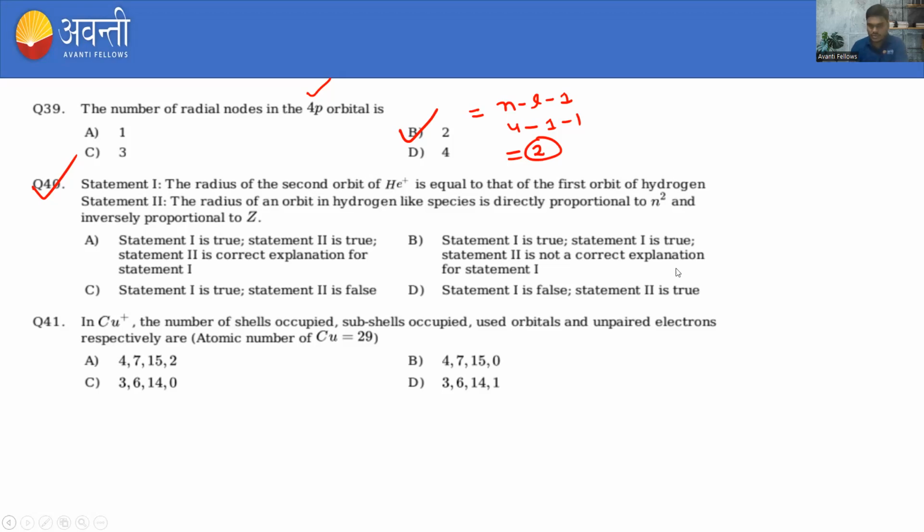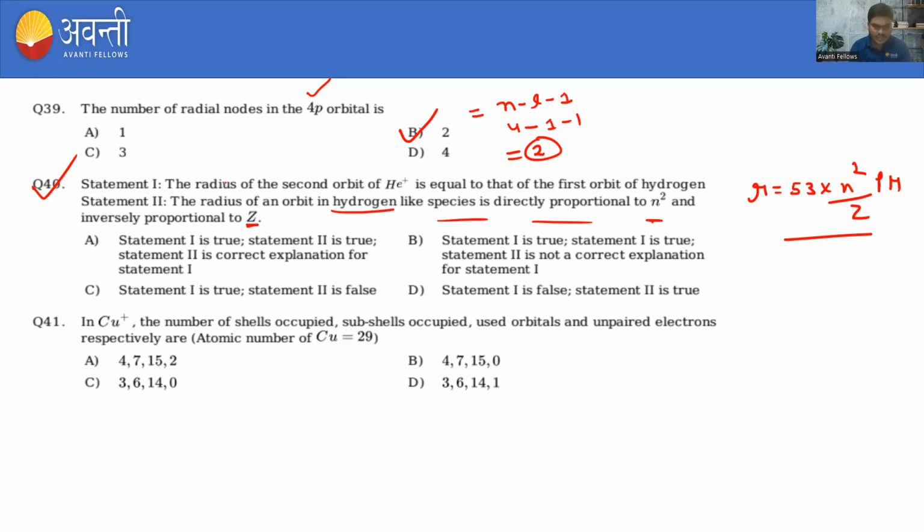So is this true? Yes, we know that for calculating radius the formula is 53 into n square upon z, in picometer. So we can say that the radius of an orbit of hydrogen-like species is directly proportional to n square and inversely proportional to z. So statement 2 is absolutely correct.